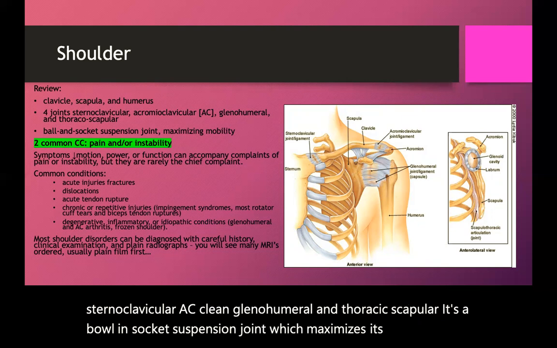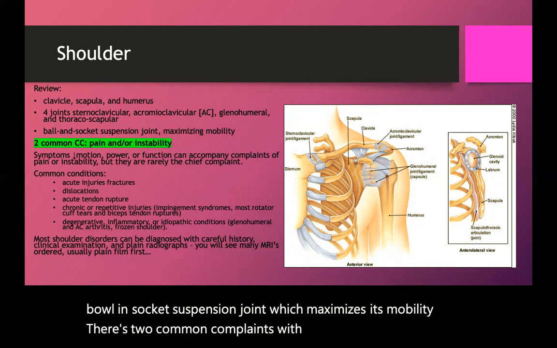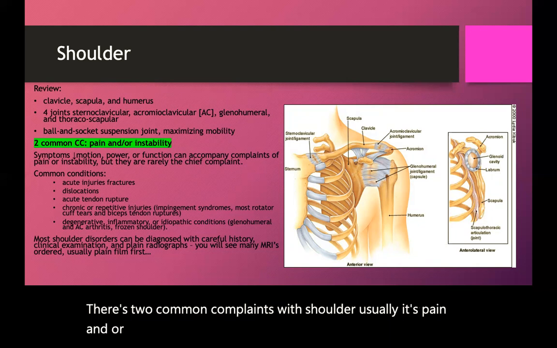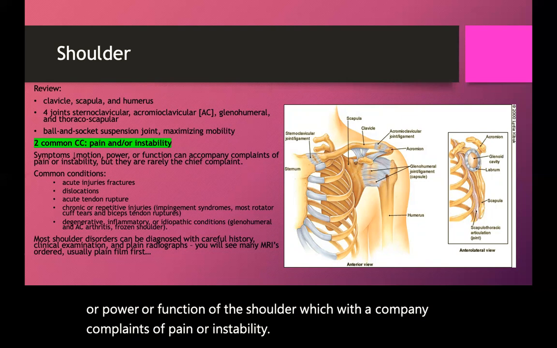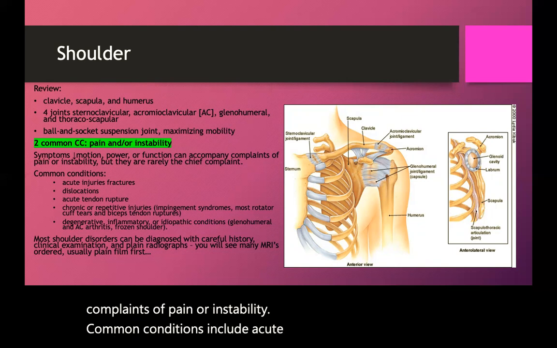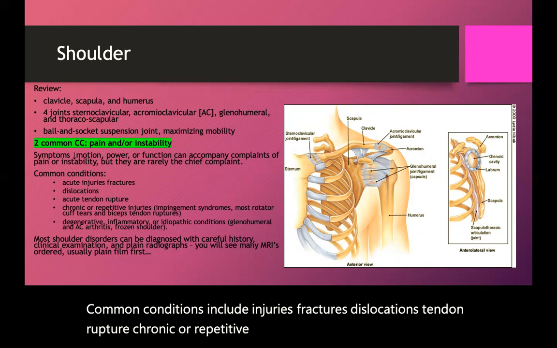There are two common complaints with the shoulder. Usually it's pain and/or instability. So the symptoms usually are a decrease in motion, power, or function of the shoulder, accompanied by complaints of pain or instability. Common conditions include acute injuries, fractures, dislocations, acute tendon rupture, chronic or repetitive injuries, and degenerative, inflammatory, or idiopathic conditions.